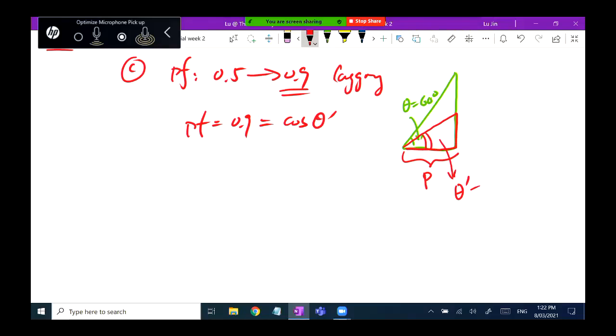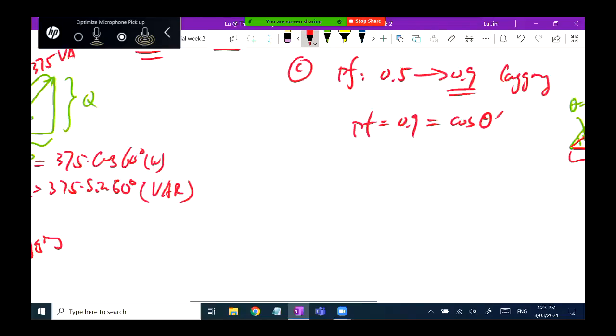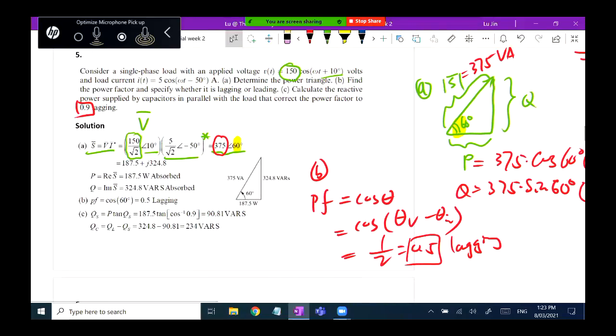Theta prime is equal to arc cosine of 0.9. By using your calculator, you should be able to work out the angle for this new power triangle. I worked it out; the result is about 25.8 degrees. It is still pointing up, not going down, because this is your lagging case. Based on this, the question is asking us to calculate the reactive power supplied by this new capacitor.